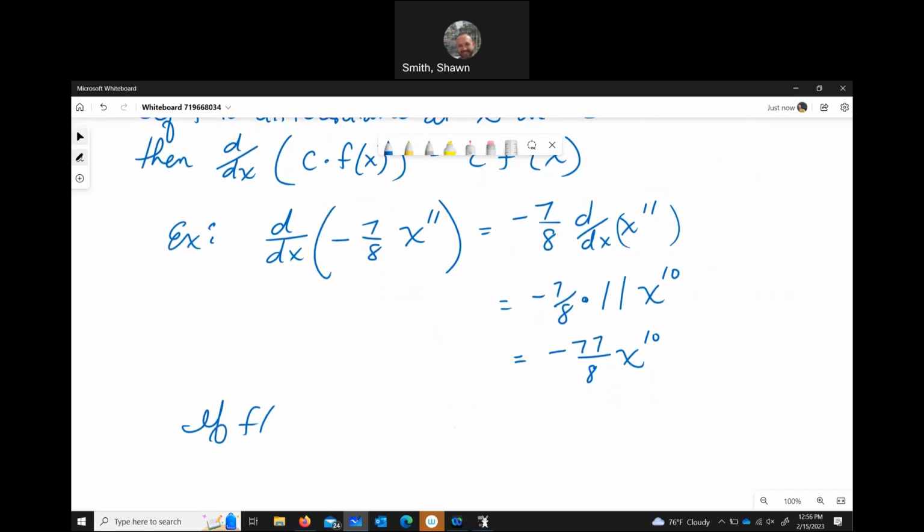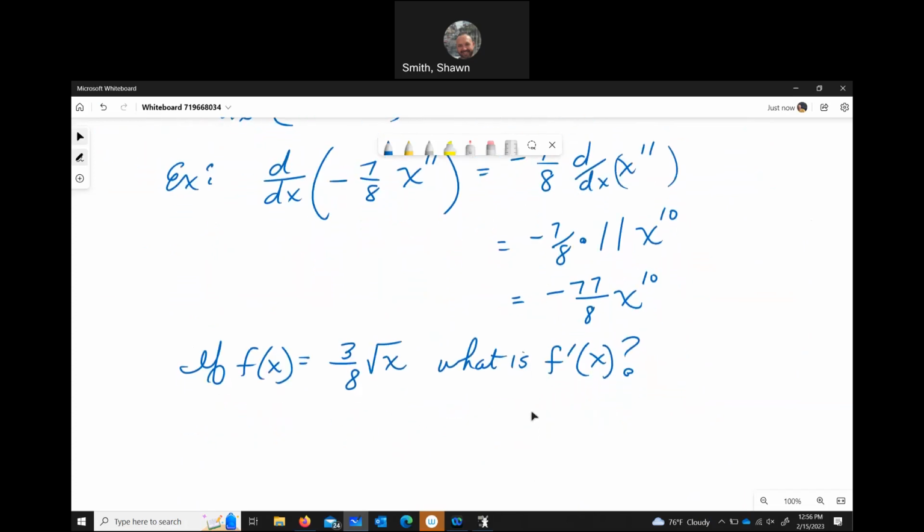Let's say f of x is equal to 3/8 times the square root of x. What is f prime of x? If you recall, last time we did the derivative of the square root of x the long way, and I said it might be a good idea to remember that. Do you remember what the derivative of the square root of x was? That's a rewrite of it, but it's 1 over 2 square roots of x. So you'll see that come up a lot.